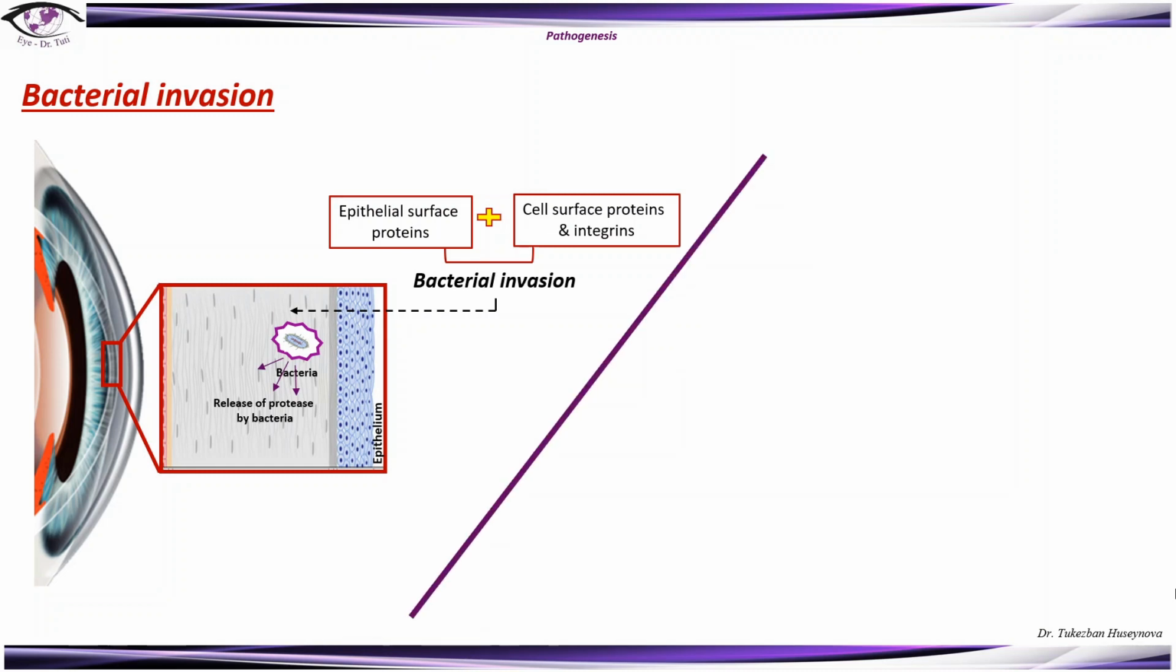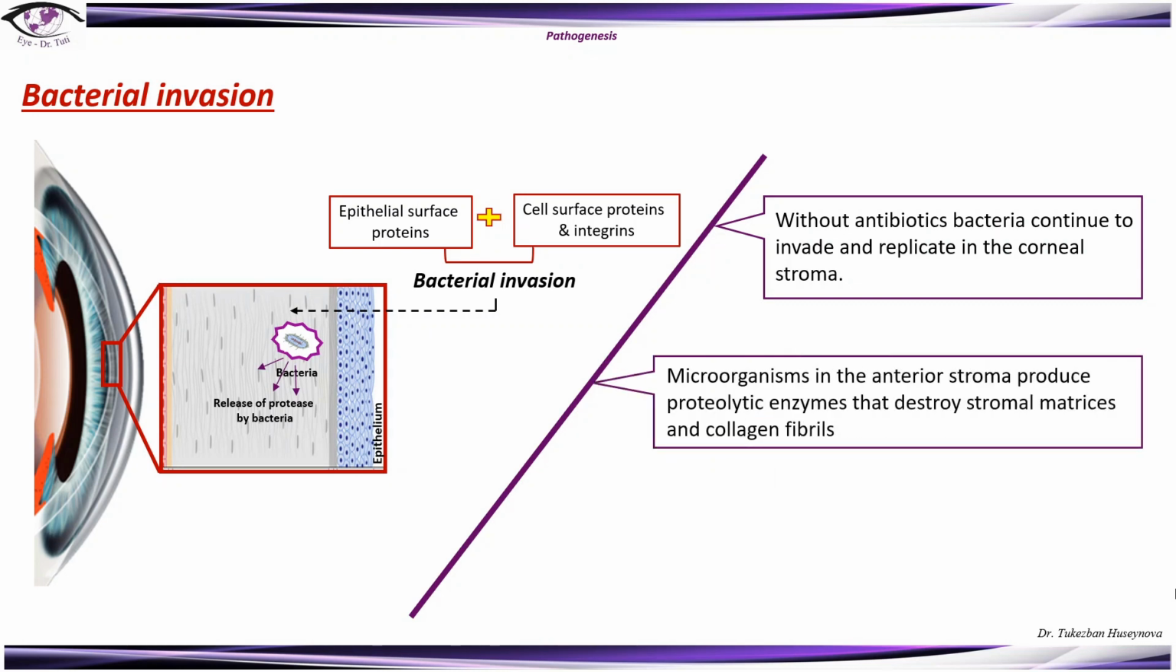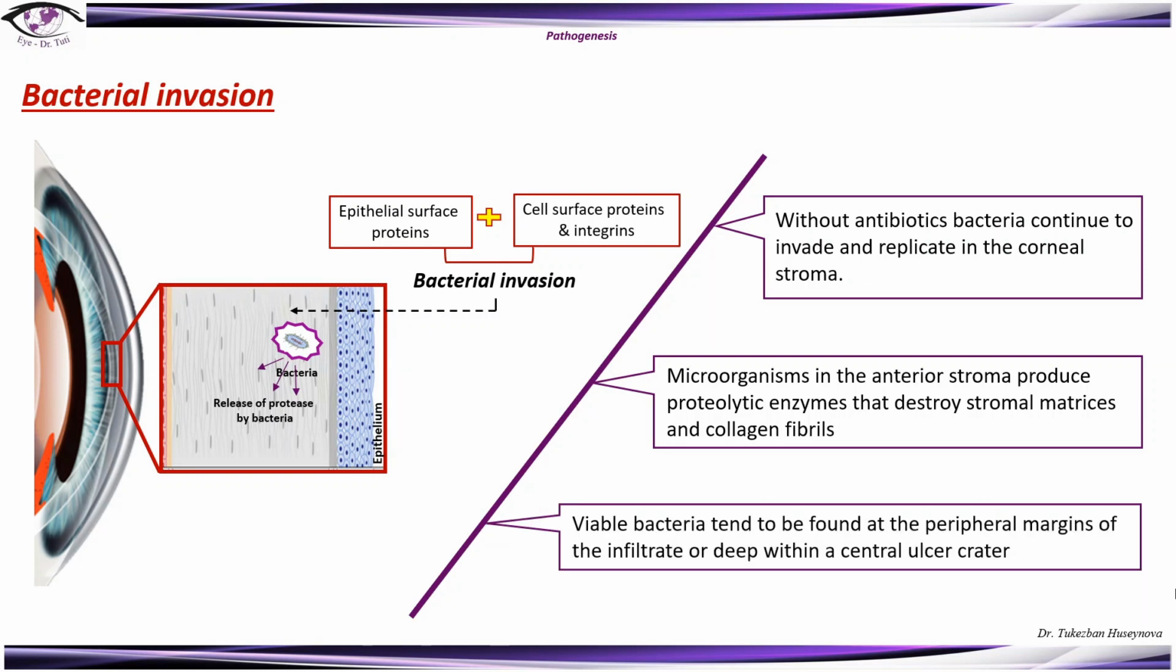In this condition, without antibiotics, bacteria continue to invade and replicate in the corneal stroma. Microorganisms in the anterior stroma produce proteolytic enzymes which will destroy stromal matrices and collagen fibrils. Viable bacteria tend to be found at the peripheral margins of the infiltrate or deep within a central ulcer crater.